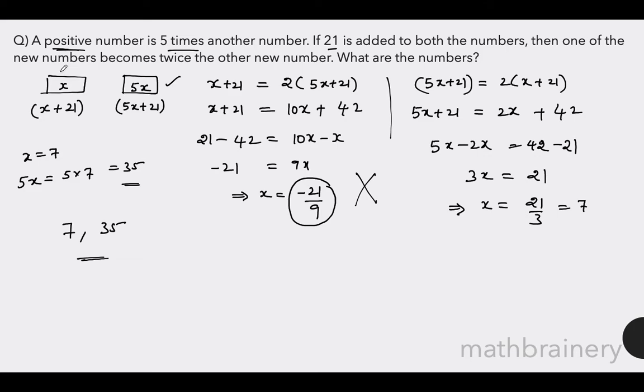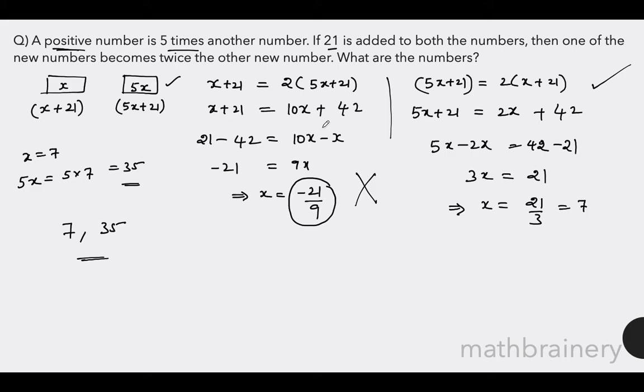We have two positive numbers, x and 5x. Which is bigger among these two? Obviously 5x is bigger. 5 times a number is bigger, right? So among x and 5x, 5x is bigger. Similarly, among x plus 21 and 5x plus 21, which is bigger? Obviously 5x plus 21 is the bigger number. Now when we say that one of the new numbers becomes twice the other, naturally this bigger number will be twice the smaller number. That is the only possible case. This case is only possible. This case is not possible, isn't it?